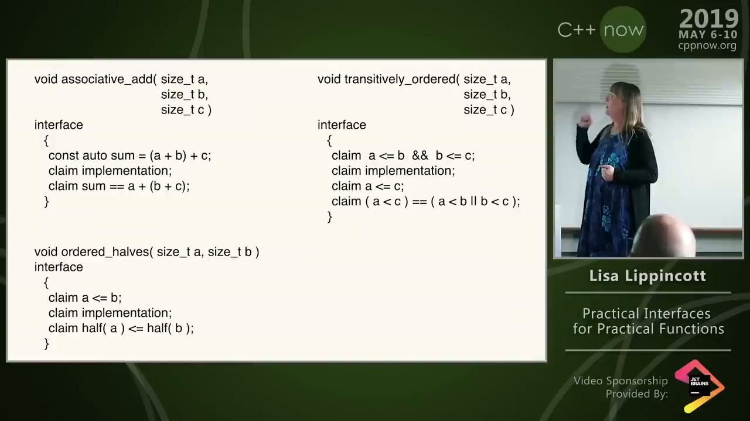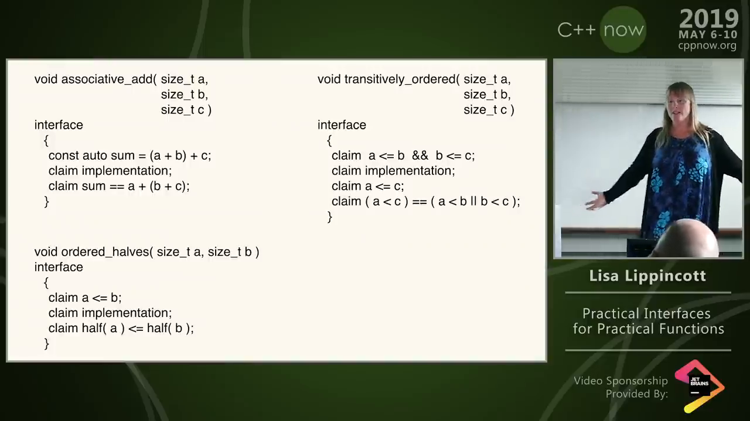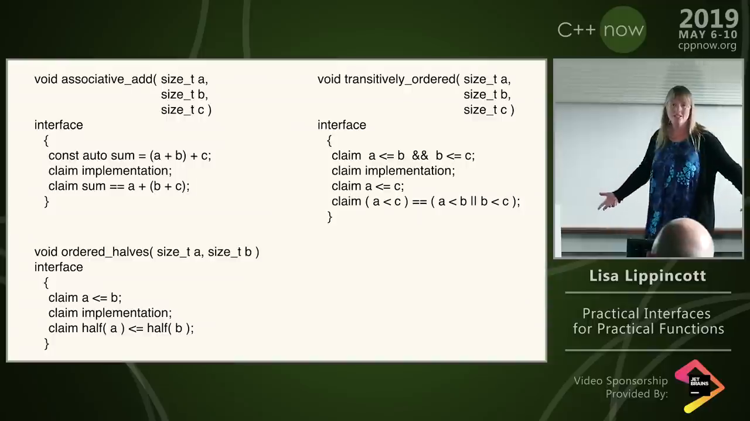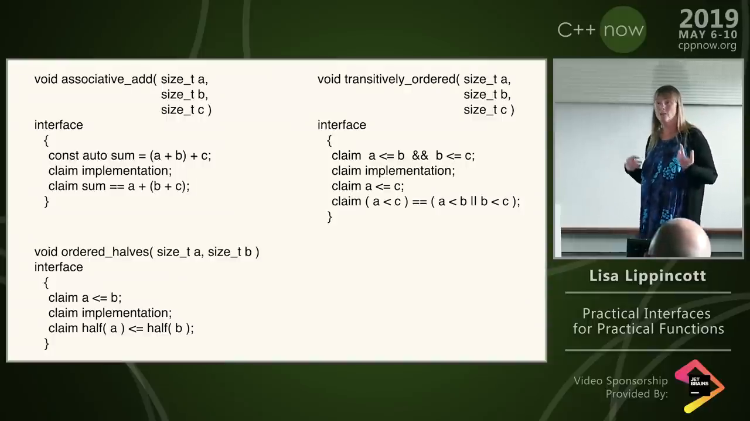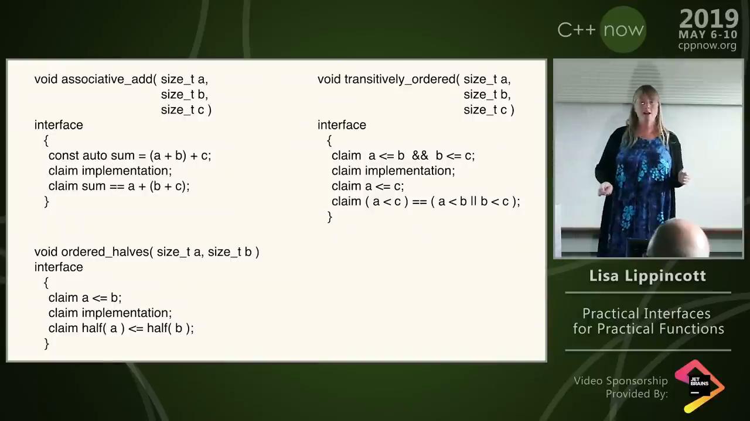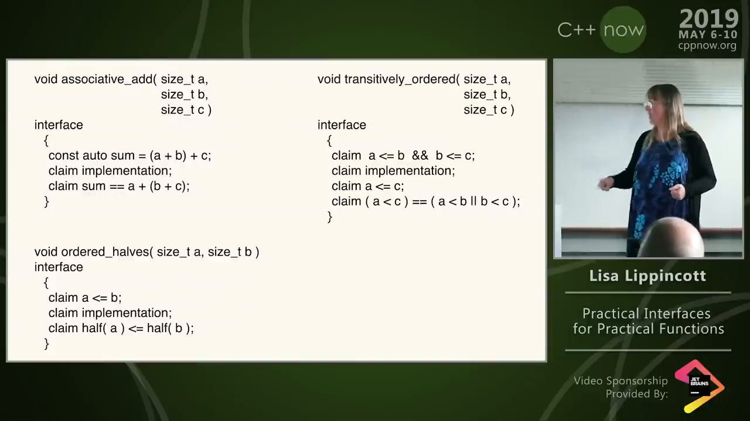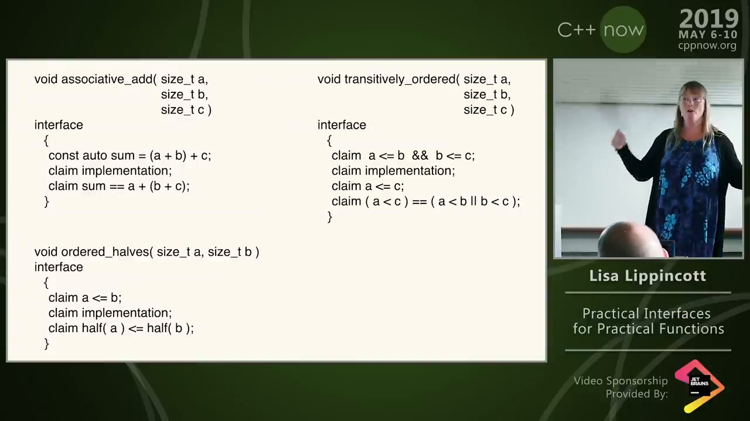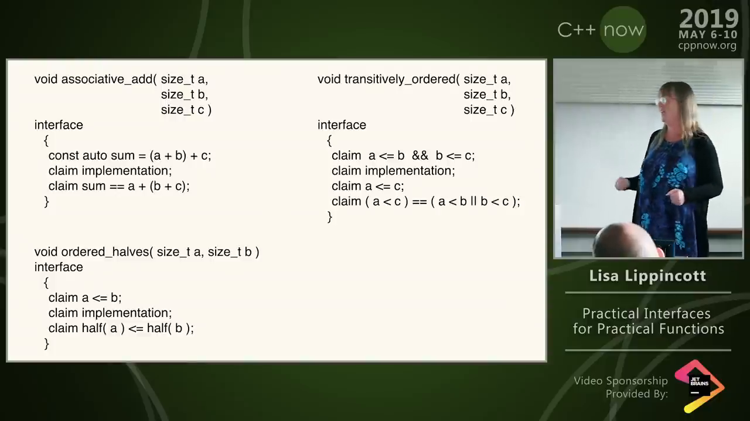Same thing for less than or equal. I can't say something about three things being ordered without having a context where I can see all three of them. So call out to a function to get a context like that. Same thing, ordered halves. In this case, it's a unary function, but I want to talk about two values being halved.